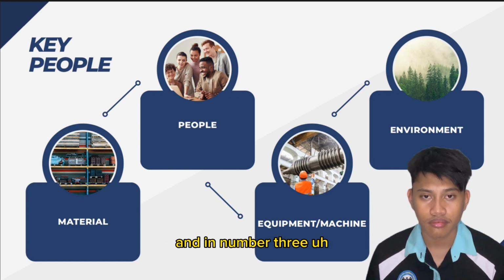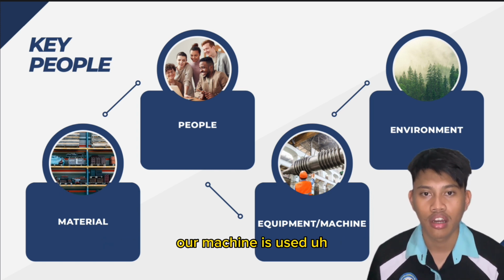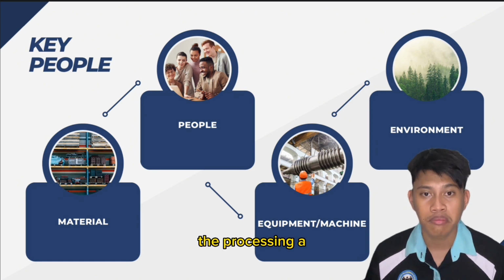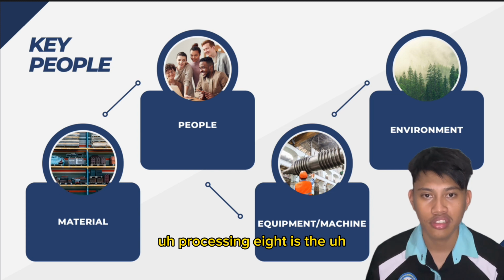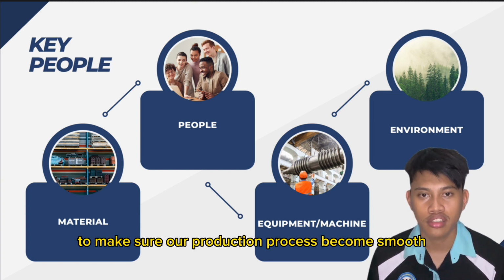And then number 3, we need to make sure the equipment or machine is used with halal items. For example, the processing aid. What is a processing aid? Processing aid is the thing that we use to make sure our production process becomes smooth.